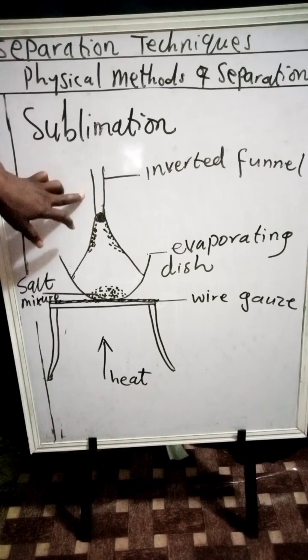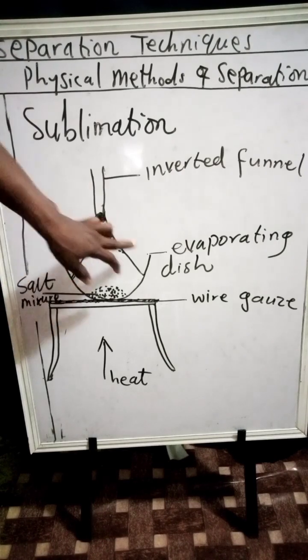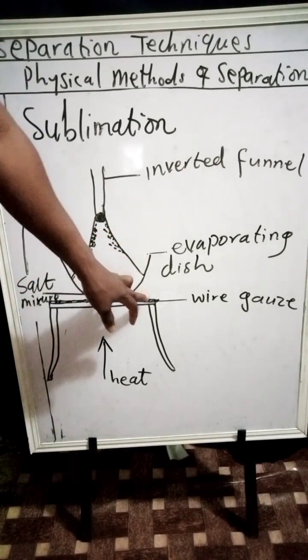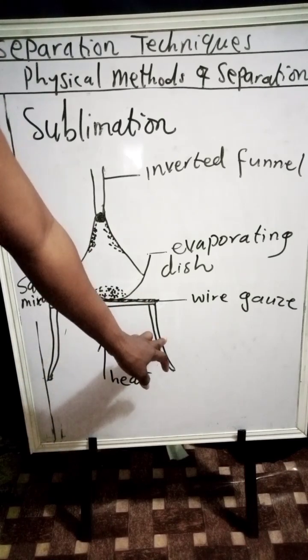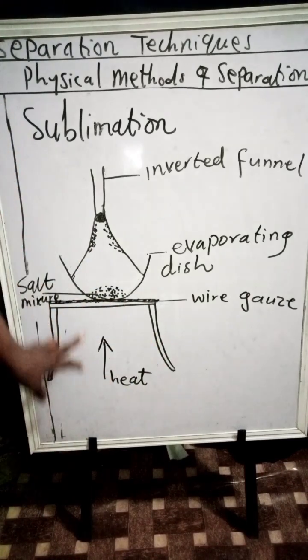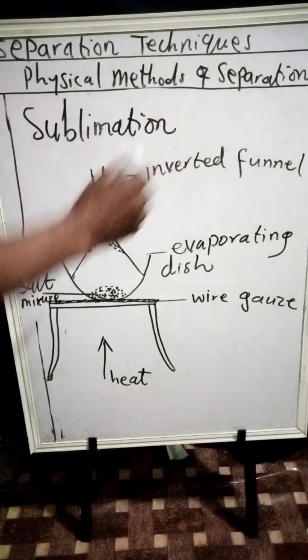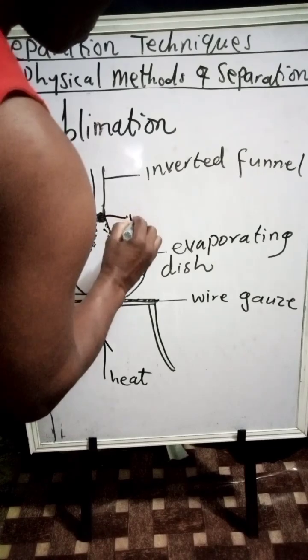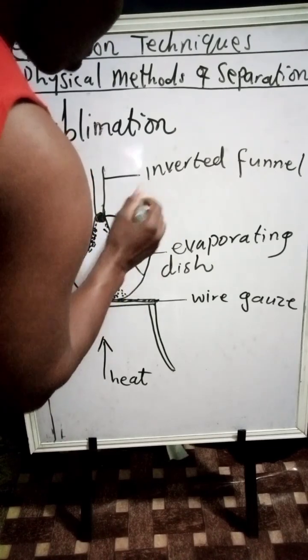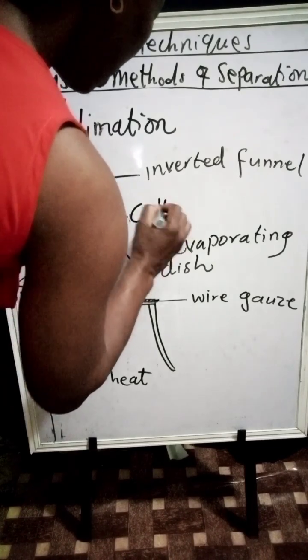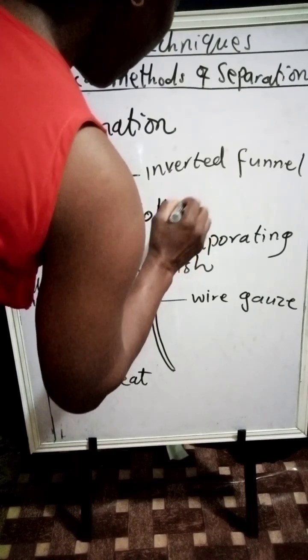So we are now going to use diagram to illustrate what we have just said. This is an inverted funnel. This is evaporating dish, the wire gauze, the tripod stand, the heat, and the salt mixture. So you can see this is cotton wool. This cotton wool is used to prevent the vapor from escaping.